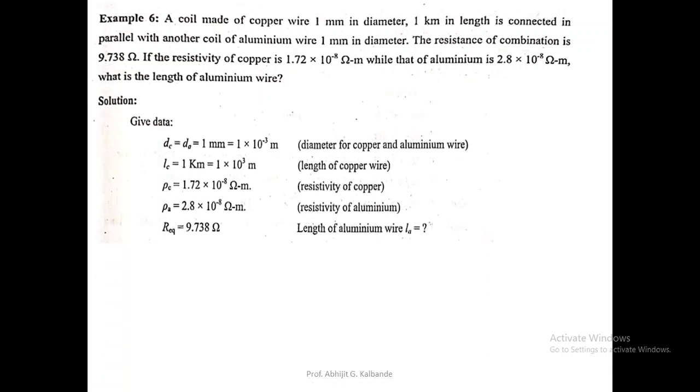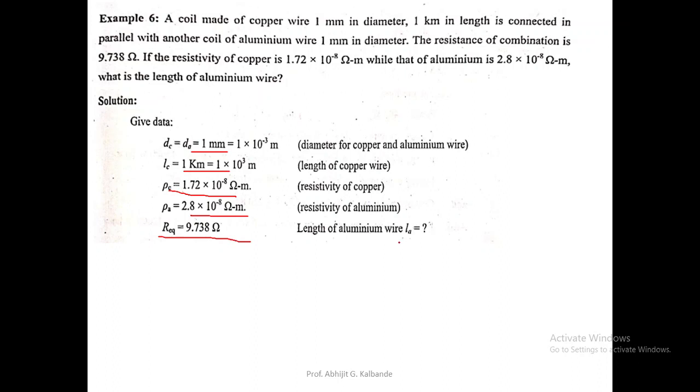Now, for that, first we write out the given data. Here, the diameter of the copper and aluminum wire is 1 mm. Then the length of the copper wire is given by LC. Then the resistivity of the copper wire is given, the resistivity of the aluminum wire is given, and the length of the aluminum wire is what we have to find.